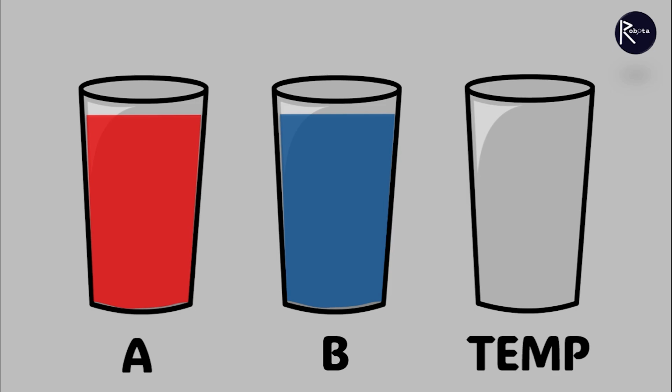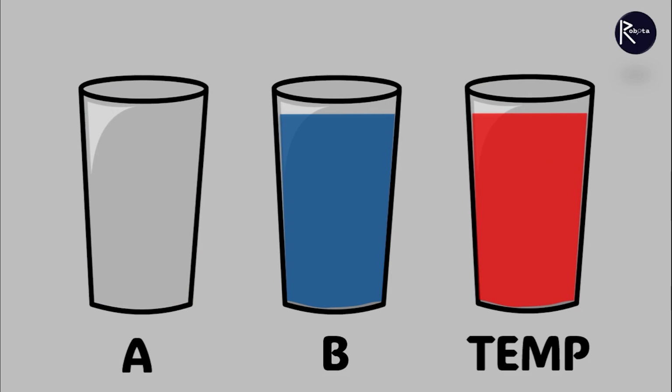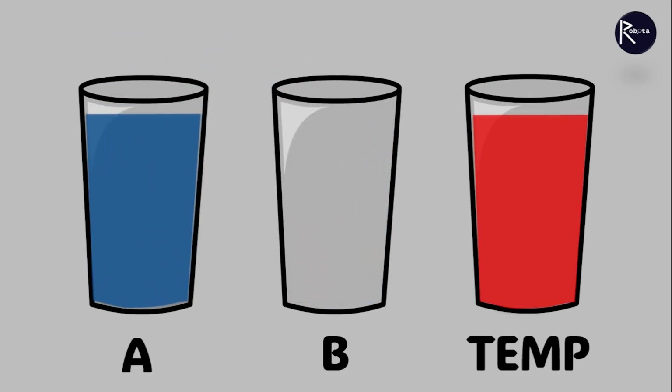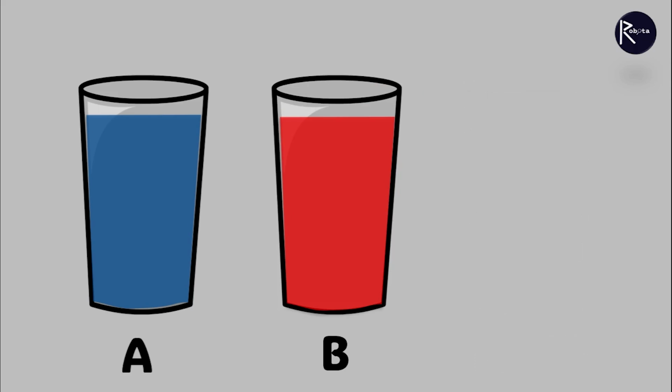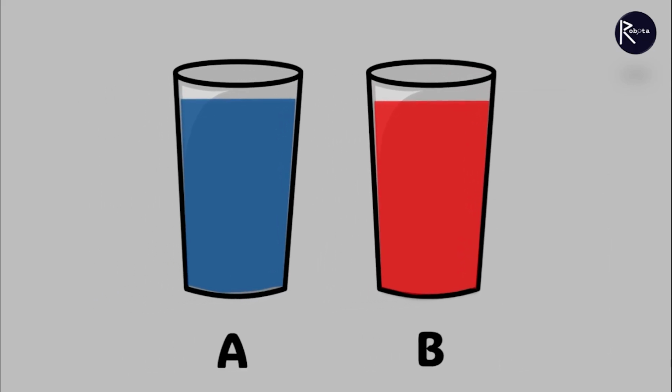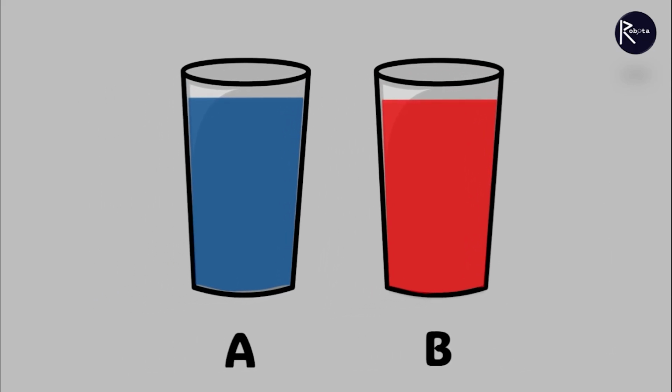Now let's do the swapping process like this. First, pour our red water into the temp glass and then let's pour our blue water into A glass. And finally, let's pour our red water back into B glass. Now we don't need this temporary glass. Look, now our operation is done, right? We put our blue water into A glass and red water into B glass.